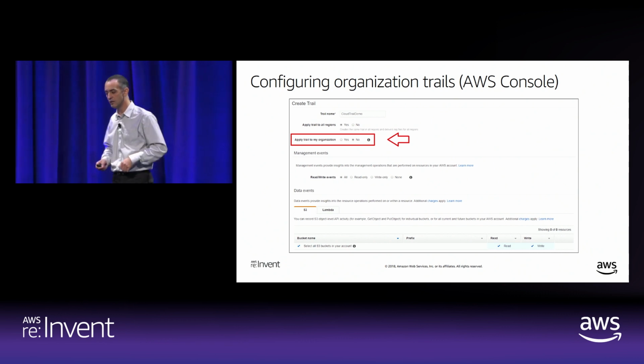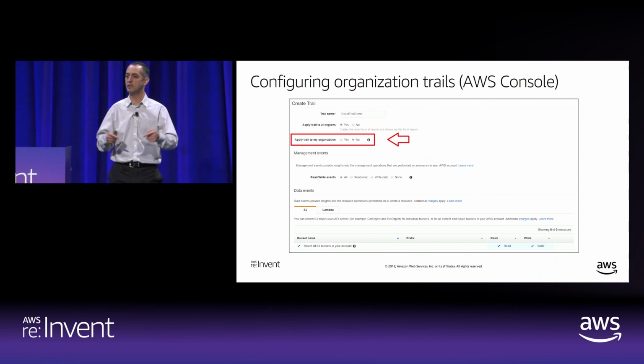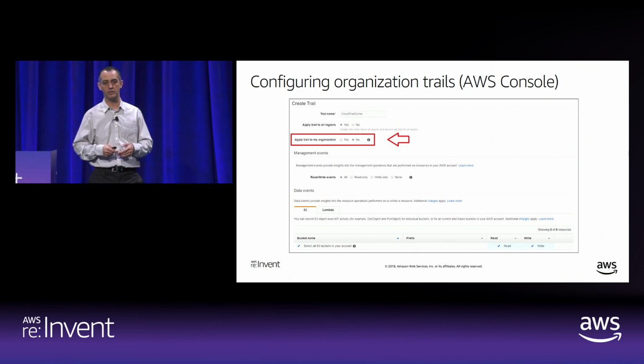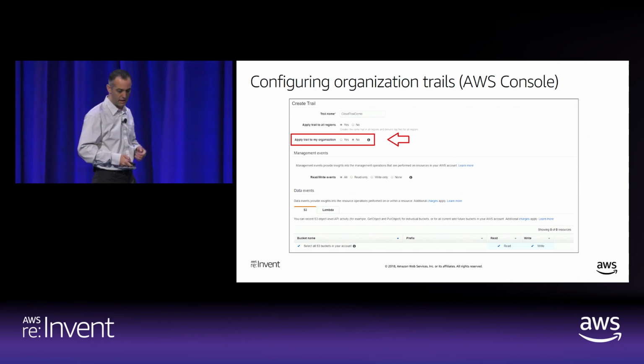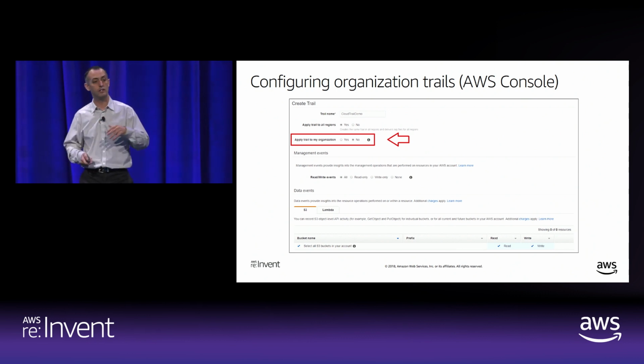It's all automatic. One thing I forgot to mention is organization trails always share the same delivery destination. So you get that same centralized source of truth for all the delivered events across the accounts by default. And do remember that in order to do this, you need to actually create the trail in the organization master account.